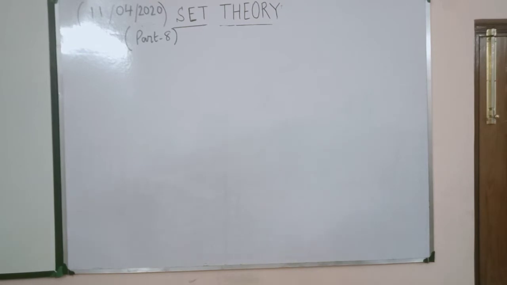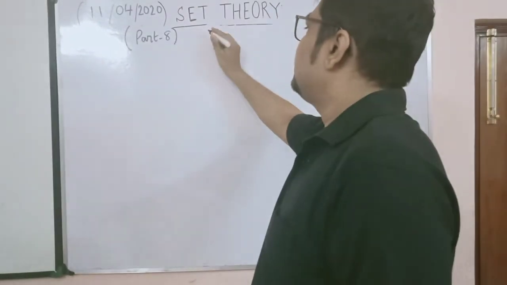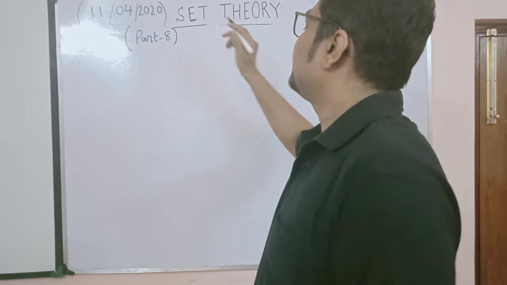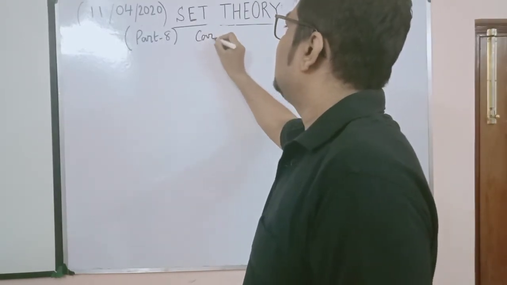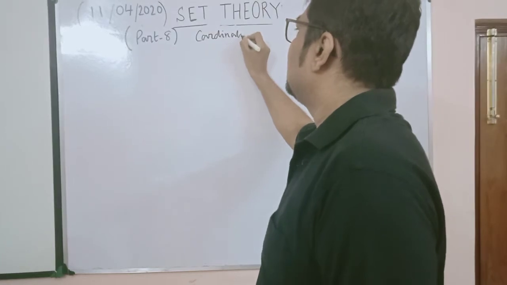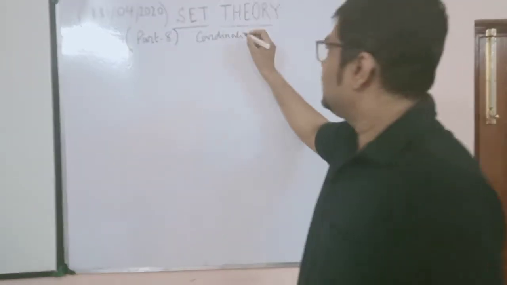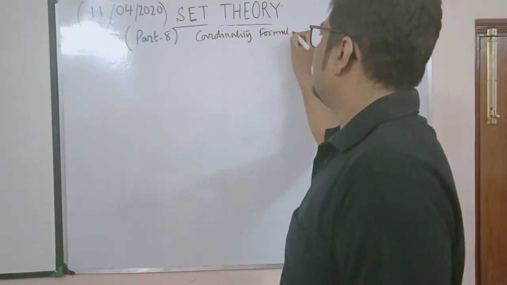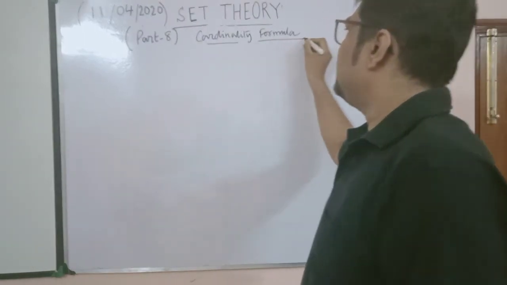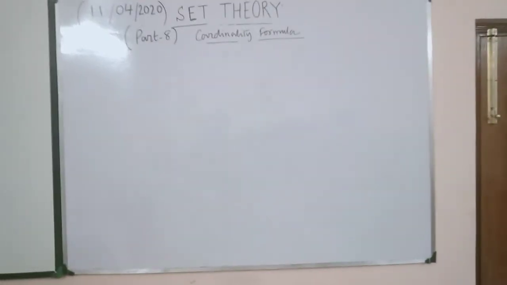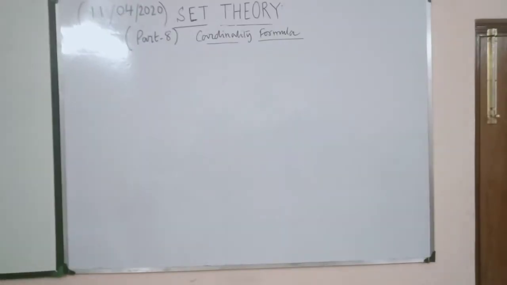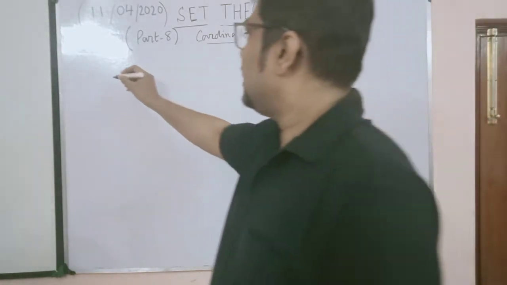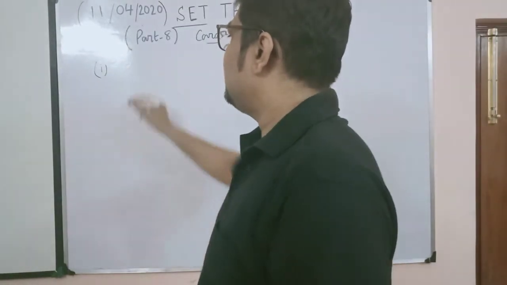Good morning students. Here we start with part 8, which will deal with the cardinality formula of set theory. The cardinality formulas are based on the rule of cardinality only. So we will write a couple of formulas first and then we will try to establish them.